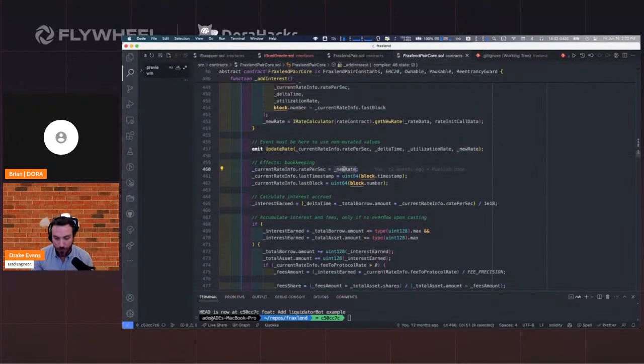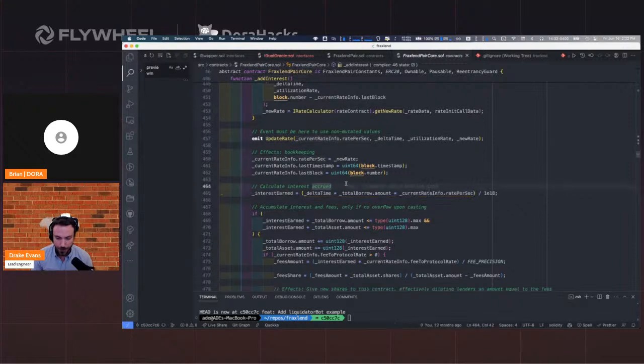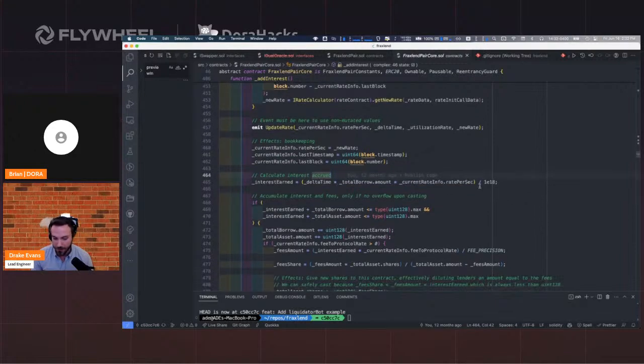We calculate the new rate, which uses the utilization, the last timestamp, and the last rate. And we're overwriting this value. So this in-memory value now represents the new rate we just calculated. Together, we now have enough information to calculate our interest earned.